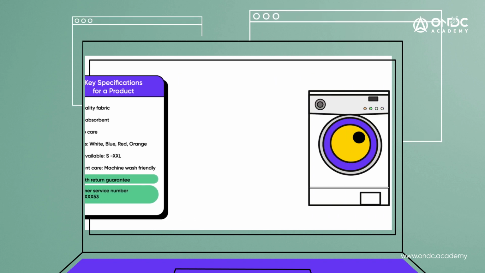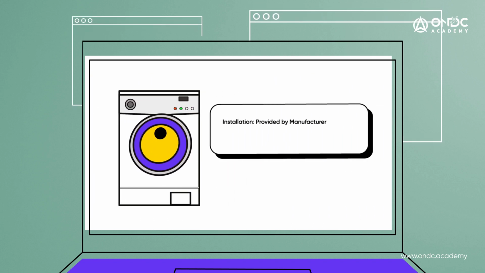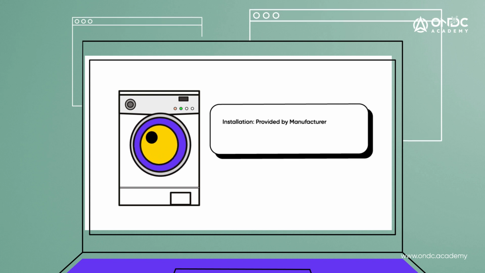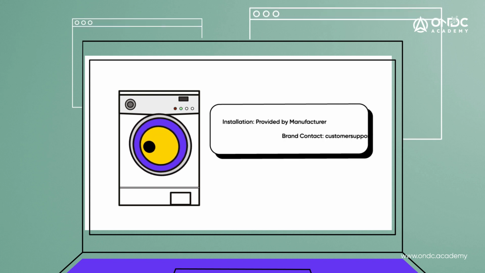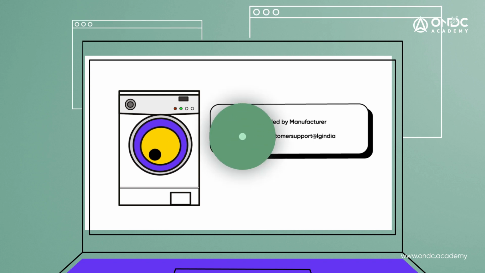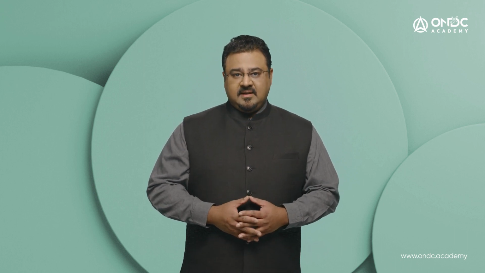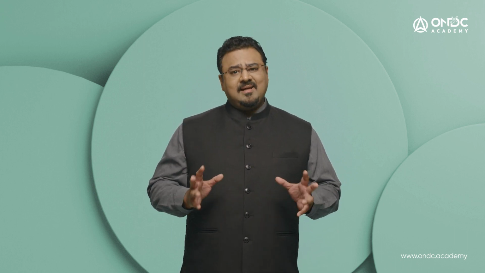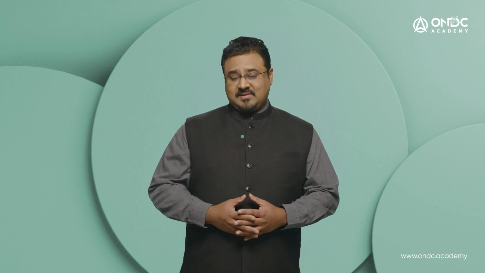In the case of appliances, sellers may have to include installation details from the manufacturer with brand contact details if available and required. It is advisable to keep the key features of a product limited to 4 to 5 bullet points. If a product has more selling points, highlight only the most important ones.